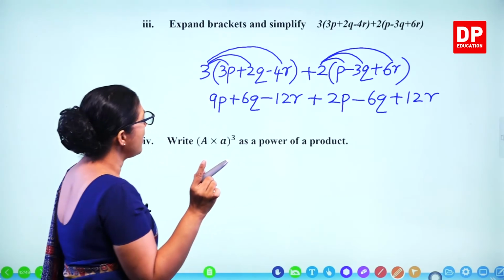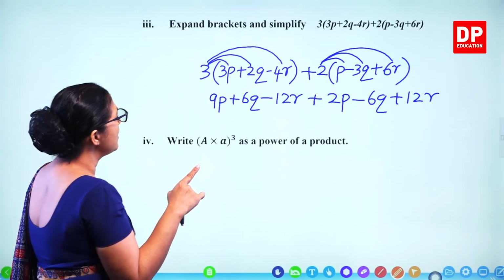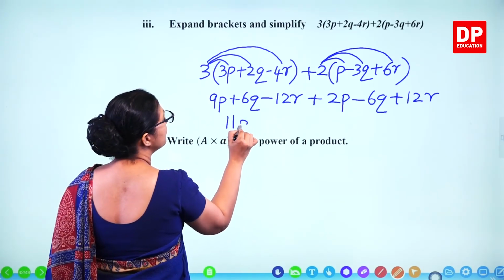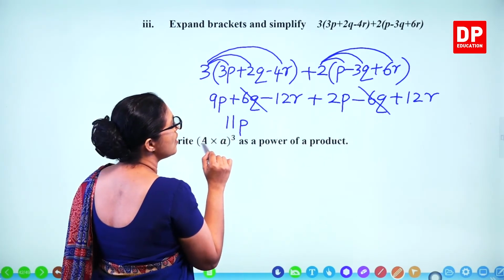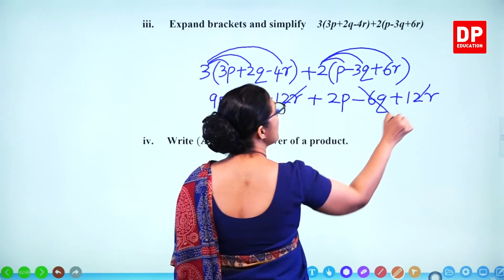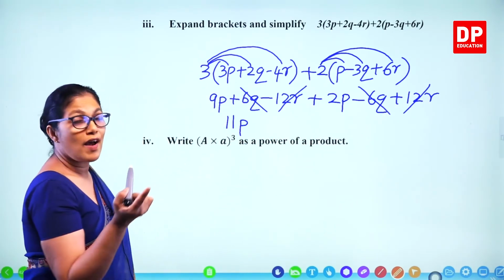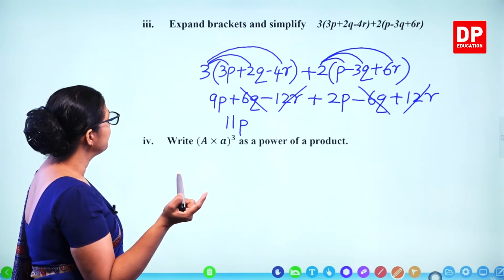Now like terms you can add. 9p and 2p, 11p. 6q and minus 6q get cancelled out. Minus 12r and plus 12r get cancelled out. So the final answer is 11p.